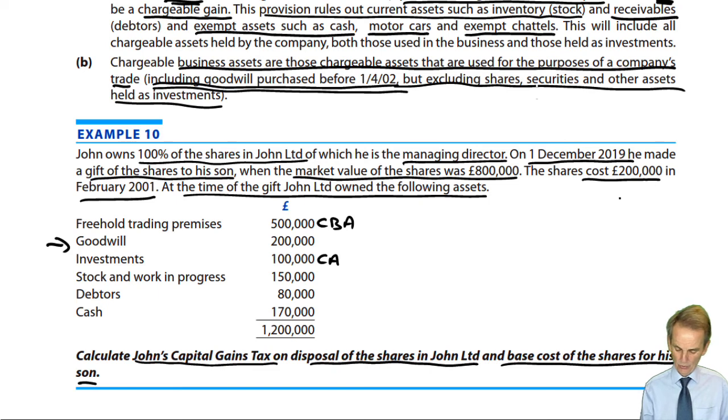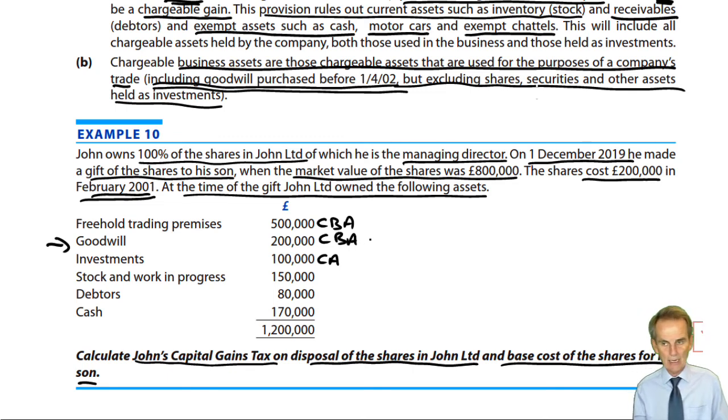And what we're told here is the shares cost £200,000 in February 2001. So this company predates the 1st of April 2002, in which case, therefore, the goodwill is said to be a capital asset. And obviously goodwill, the value of the trade, that is clearly a business asset. That is a chargeable business asset.